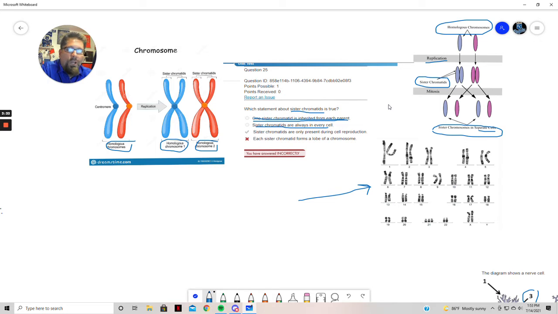We've gone through the cell cycle, G1, and in the S phase, when they are replicated, then they're side by side. But then when they go through mitosis, just a few minutes later, they are no longer side by side. They're in separate cells. So that one's out. And if we go down to the one that you did choose, each sister chromatid forms a lobe of a chromosome.